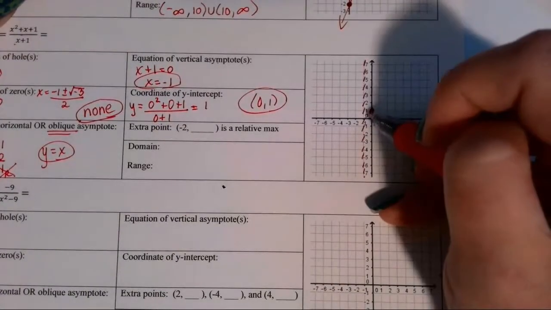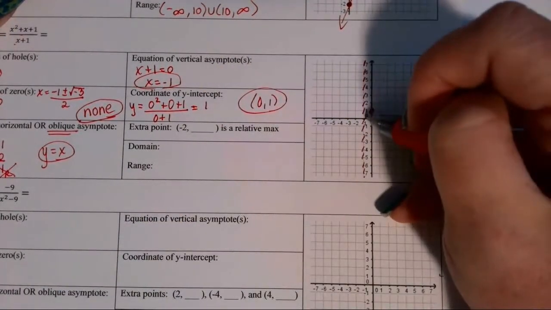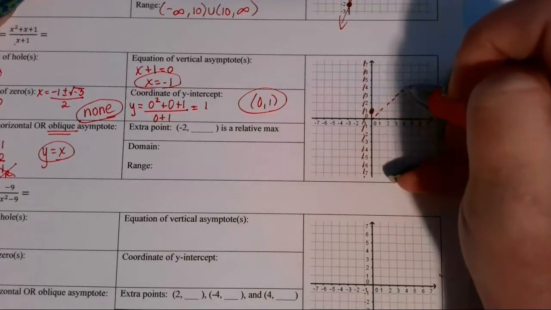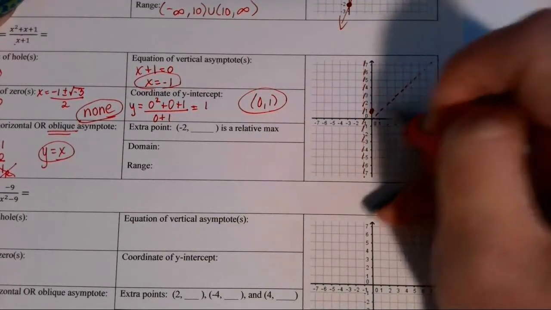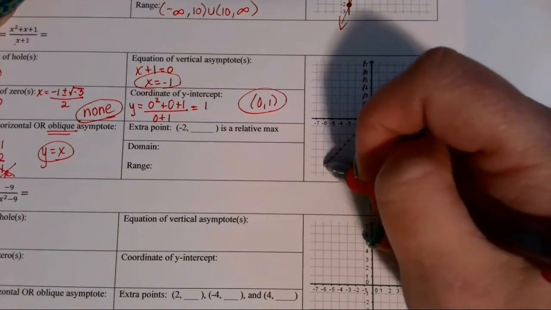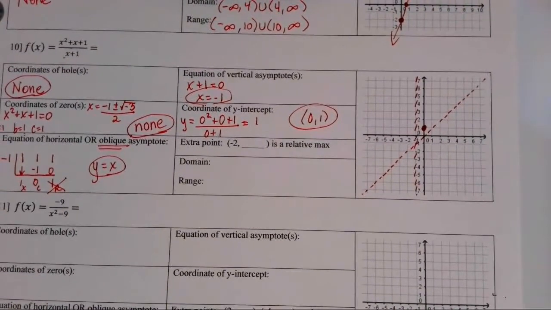And that's a diagonal line through the origin. So we start at (0, 0), and we have a slope of 1. And so there's the dashed line for the oblique asymptote in number 10.